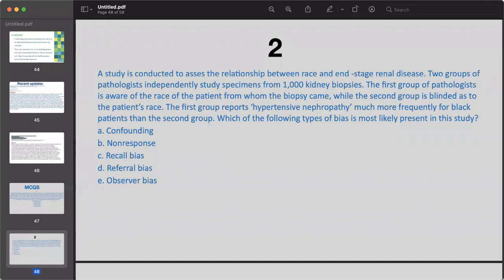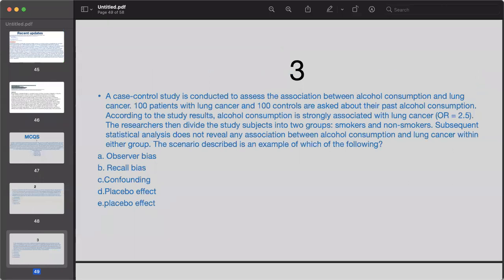Second, a study is conducted to assess the relationship between race and end-stage renal disease. Two groups of pathologists independently study specimens from 1,000 kidney biopsies. The first group of pathologists is aware of the race of the patient from whom the biopsy came, while the second group is blinded as to the patient's race. The first group reports hypertensive nephropathy much more frequently for black patients than the second group. Which of the following types of bias is most likely present in the study? Confounding, non-response bias, recall bias, referral bias, observer bias. It's E, observer bias.